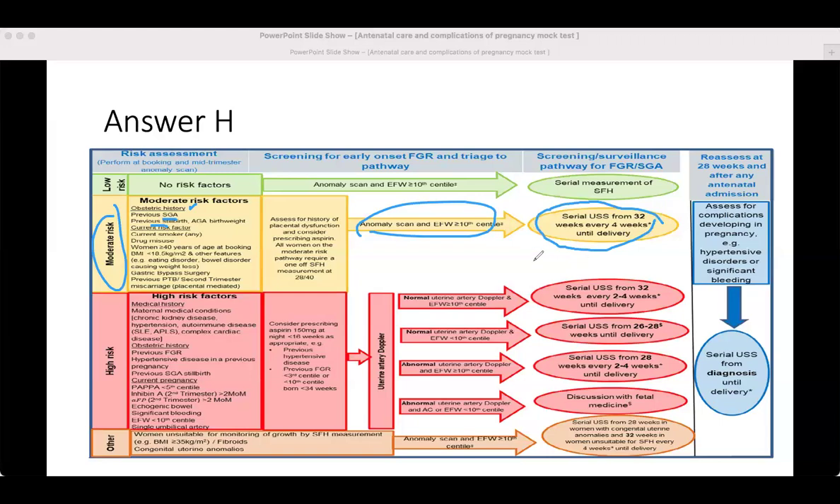So remember the reason behind starting the follow-up or close surveillance from 32 weeks. The reason is that a woman who is at moderate risk factor for small for gestational age has a risk of late onset FGR. So that's why we start from 32 weeks, which is late. Okay, friends?